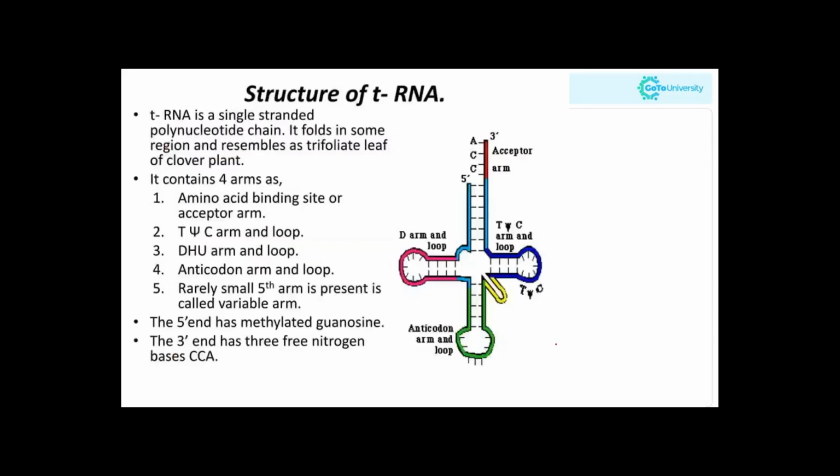Okay. Then this is the structure of tRNA. As I told, they are having the anticodon at this particular area, that is the anticodon arm and loop. Then they have the D arm and loop. Here they have the TΨC arm and loop. And this is the acceptor arm where they carry the amino acid.